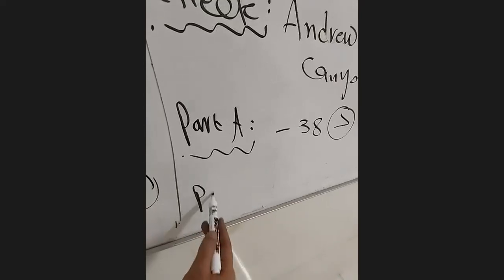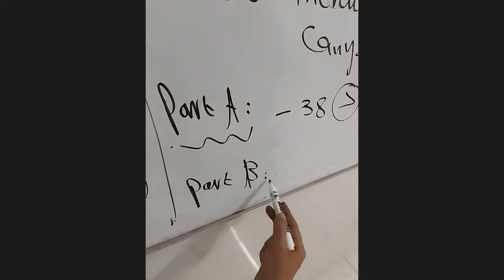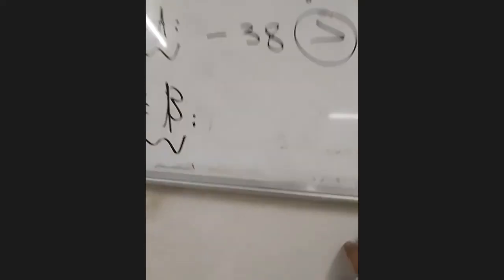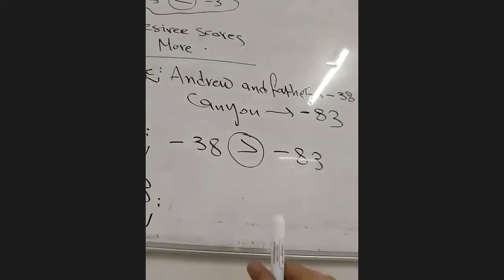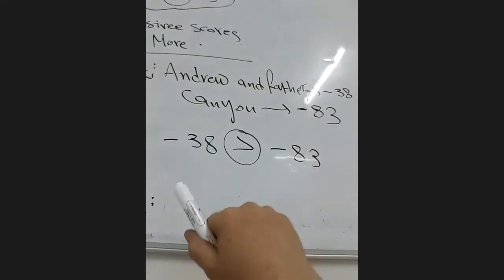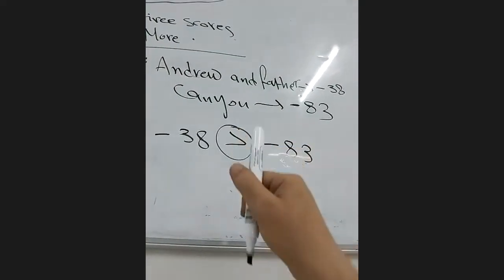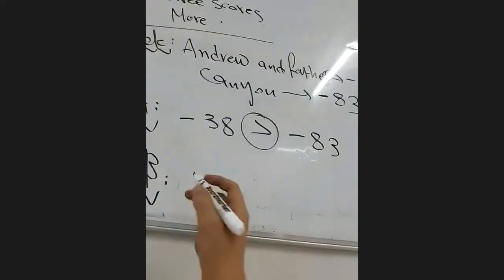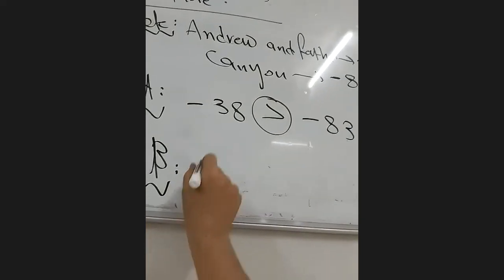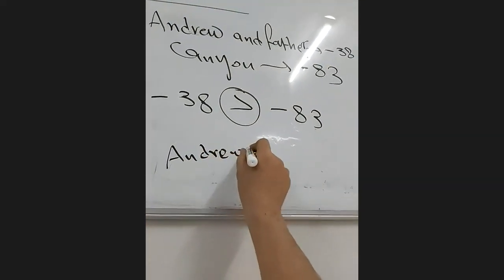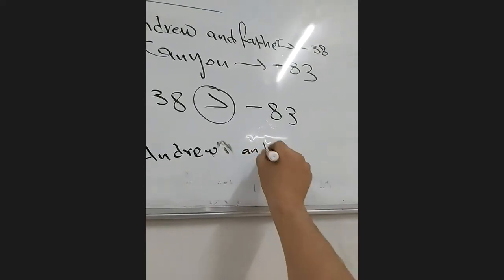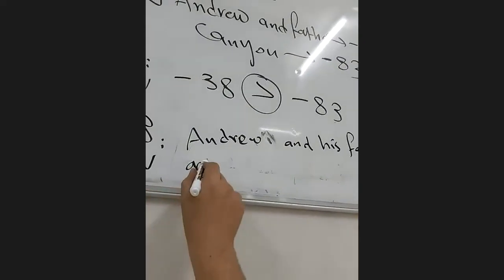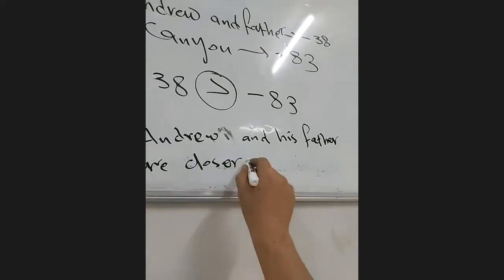Now part B, we will explain this. What does this mean? We are under sea level, by the way. It means that Andrew and his father are closer to the sea level than the canyon. The canyon is negative 83, but Andrew and his father are negative 38. So what will we write in part B, guys? Andrew and his father, write with me, are closer to the sea level.